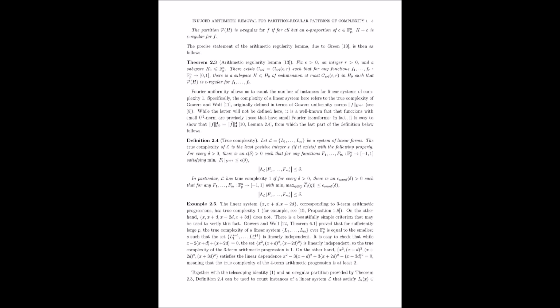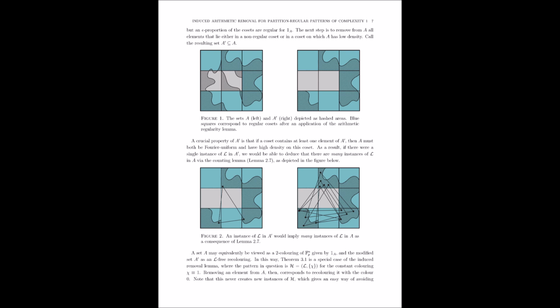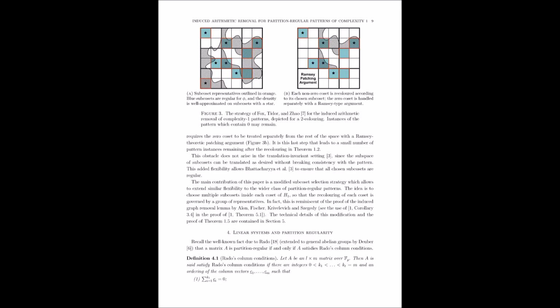While the primary focus of this paper is on induced arithmetic removal, the techniques and results they present also have some profound implications for our understanding of vector spaces. For example, Corollary 1.7 uncovers a deep connection between the density of a subset and how close that subset is to being a subspace. So it's not just about rearranging the pieces on the chessboard. It's about gaining a deeper understanding of the rules of the game itself.